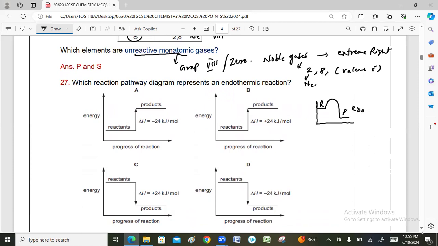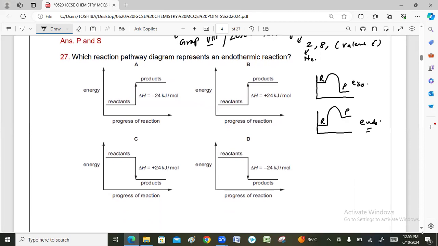This is for exo. And if we want to draw for the endo, this is the reactant, these are the product. So if the energy of the product is above the reactant, this is endothermic. So just check that the energy of the product must be above the reactant. Now here, this may be the possibility because products are above reactant, products are above reactant, products are below reactant, products are below reactant. So you could eliminate C and D.